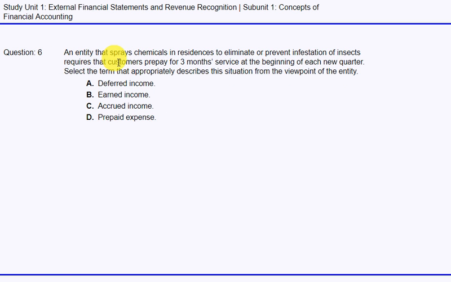An entity that sprays chemicals in residences to eliminate or prevent infestations of insects requires that customers prepay for 3 months of services at the beginning of each new quarter.